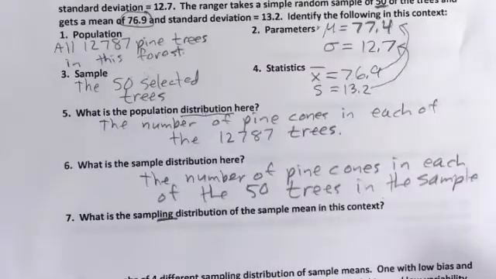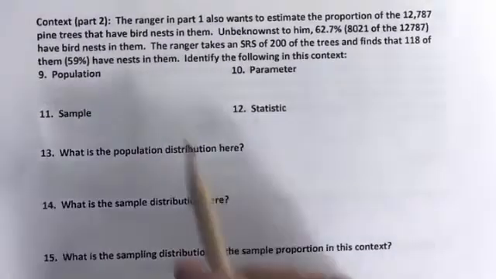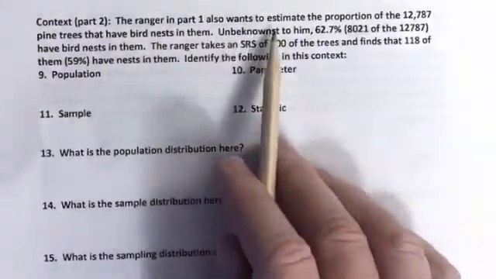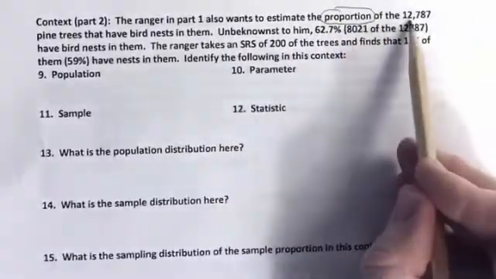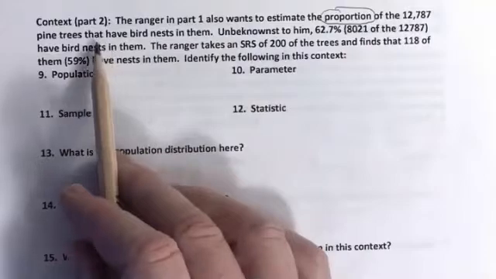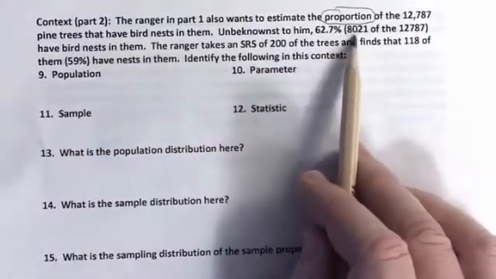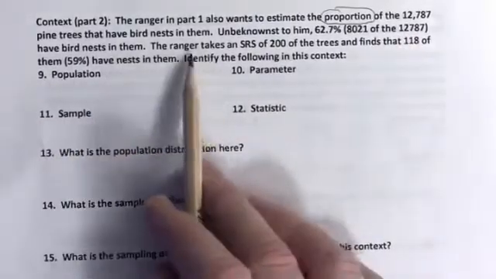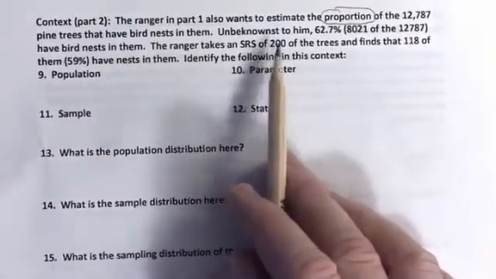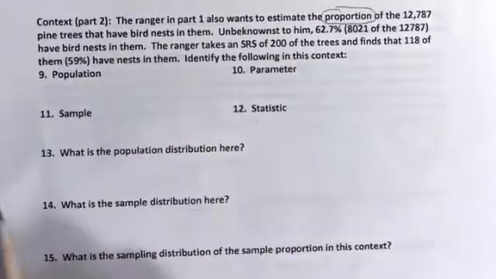So let's look at the next problem. The context part 2 is this. It says the ranger in part 1 also wants to estimate the proportion of the 12,787 pine trees that have bird nests in them. Unbeknownst to him, 62.7%, 8,021 of the 12,787 have bird nests in them. The ranger takes an SRS, a simple random sample of 200 of the trees, and finds that 118 of them, 59%, have nests in them.